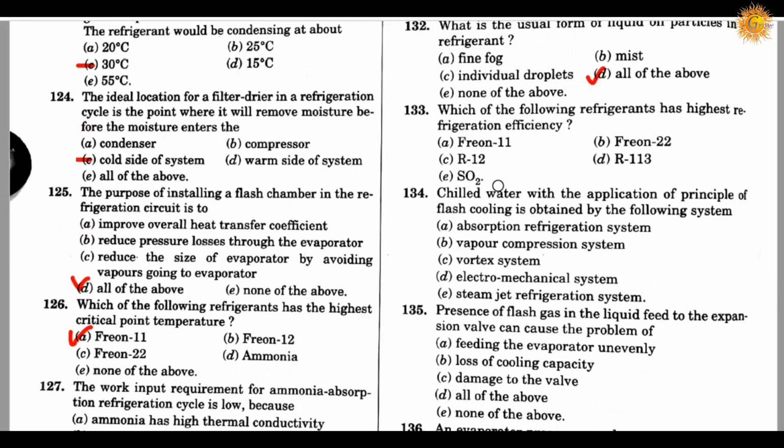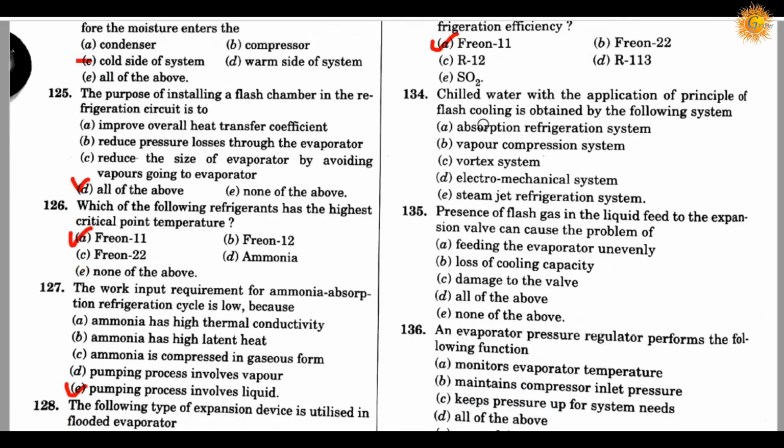Question number 133. Which of the following refrigerants has the highest refrigeration efficiency? Option A, Freon 11. Option B, Freon 22. Option C, R12. Option D, R113. Option E, SO2. So the correct answer is Freon 11. It has the highest refrigeration efficiency.